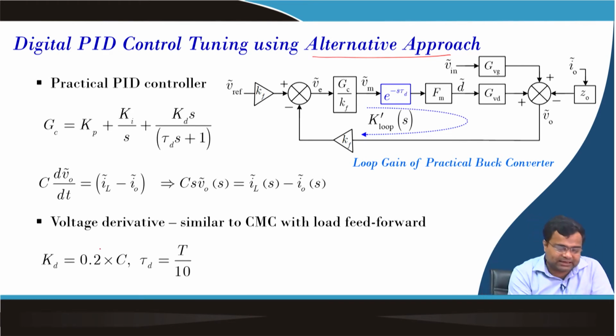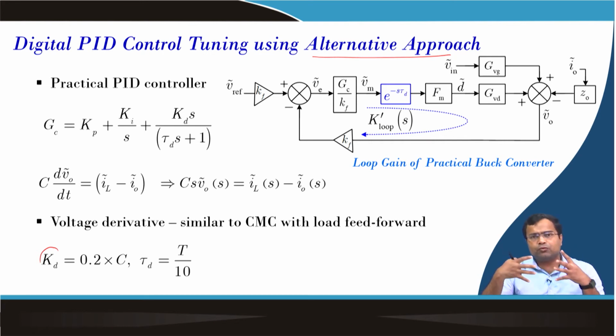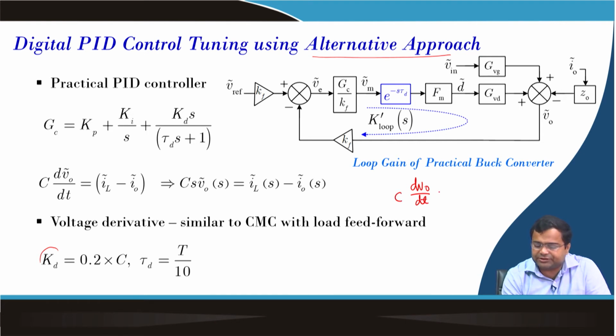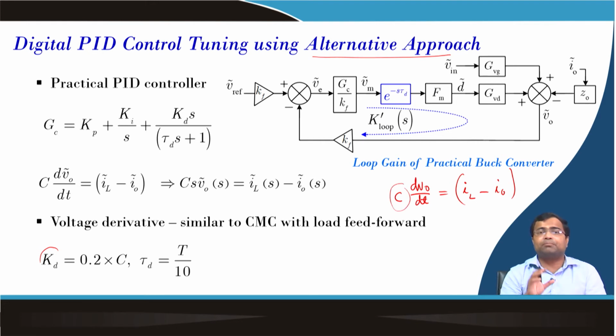In this technique, we have discussed that we treat the voltage derivative, because the derivative of the output voltage in a buck converter carries the information of both the inductor current and the load current, because we know that C dV0/dt is equal to IL minus I0. So, if we take some fraction of the capacitor as a derivative gain, then it carries a fraction of the capacitor current, which is nothing but the inductor and load current. And we want to utilize this concept for the design of the digital voltage mode control.